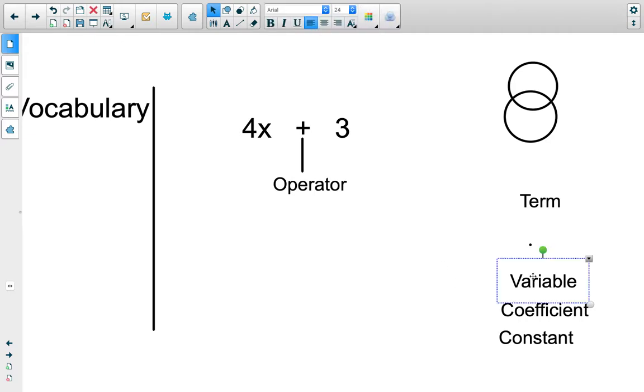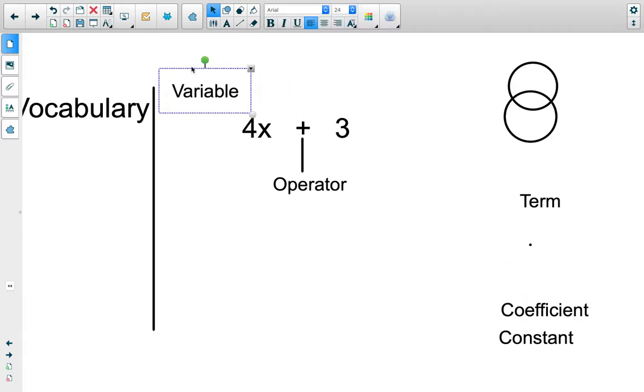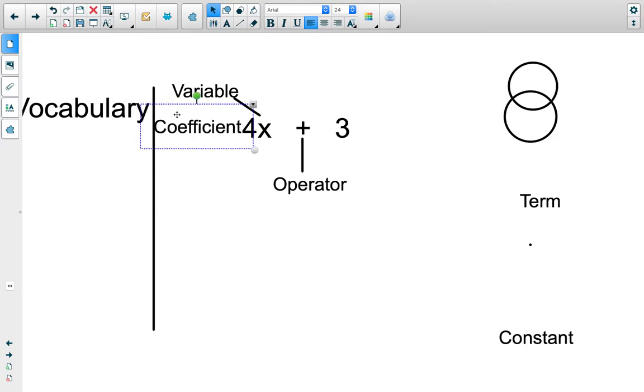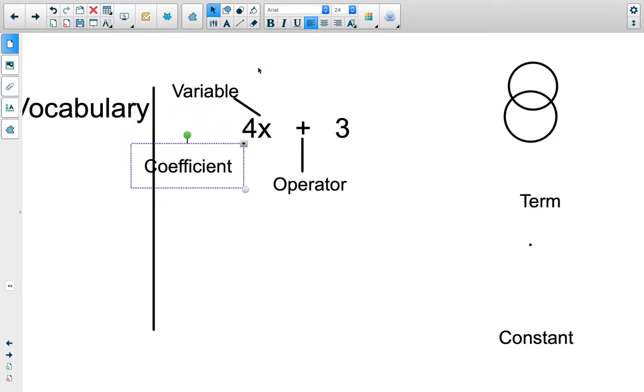We already know what a variable is. A variable is that letter that's sitting there pretending to be a number. It stands in for a number. So x in this case is my variable. Now here's a couple words you might not be familiar with. Coefficient. That's a big fancy word, isn't it? Coefficient is nothing more than that number that is stuck to the variable using multiplication. It always comes before the variable, and they're put right together, 4x. So 4 is my coefficient.